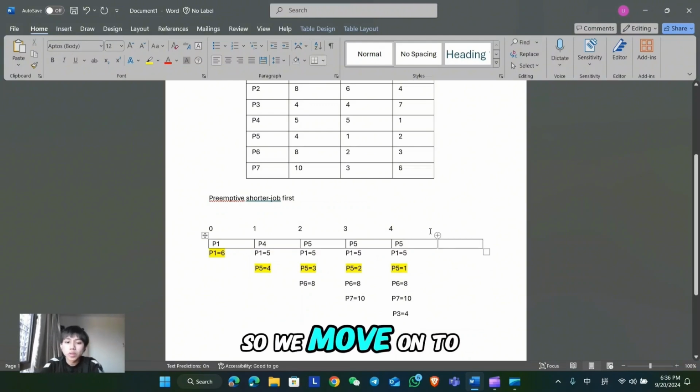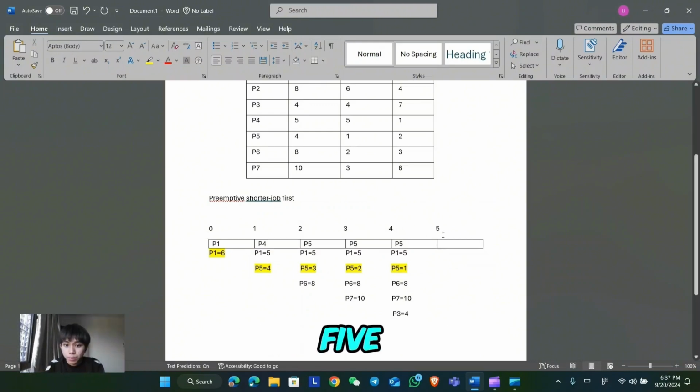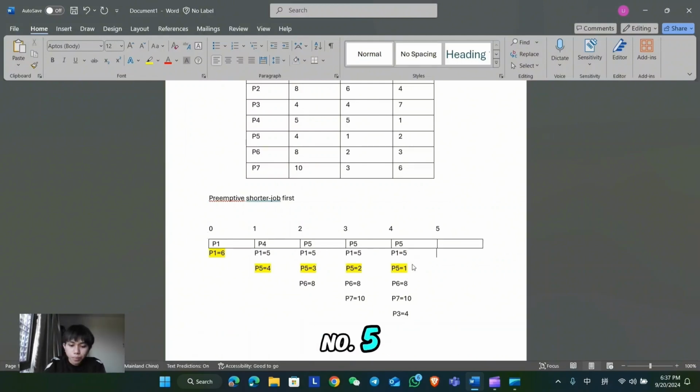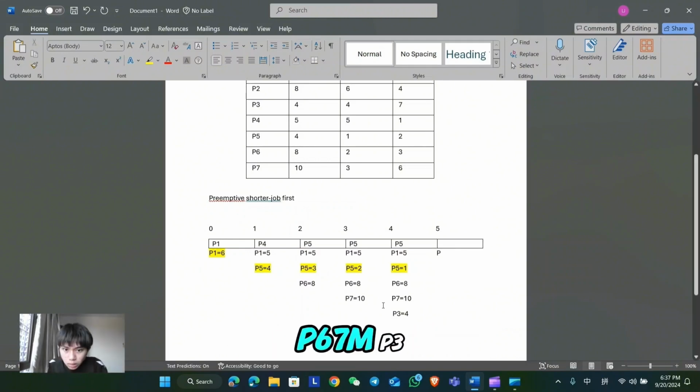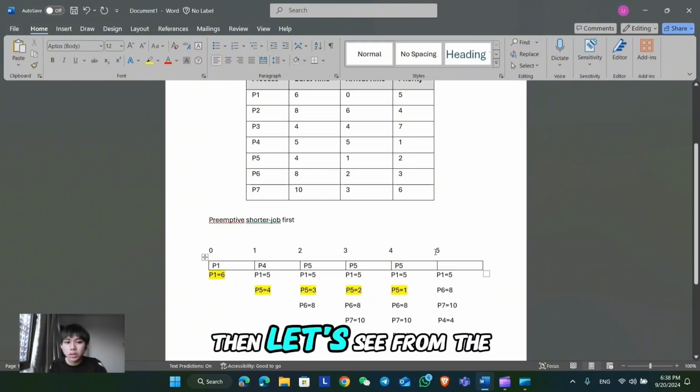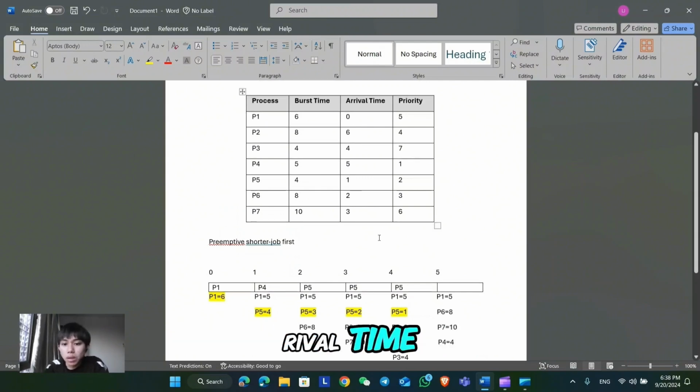Okay, so we'll move on to the next part. Right here is number 5. Now for P5, the job is already executed, it's already done, so we don't need to write down process number 5 anymore. We'll just write down P1, P6, P7, and P3, and find out which process should be written down. Let's see from the table which process matches with the arrival time. So 5 right here.